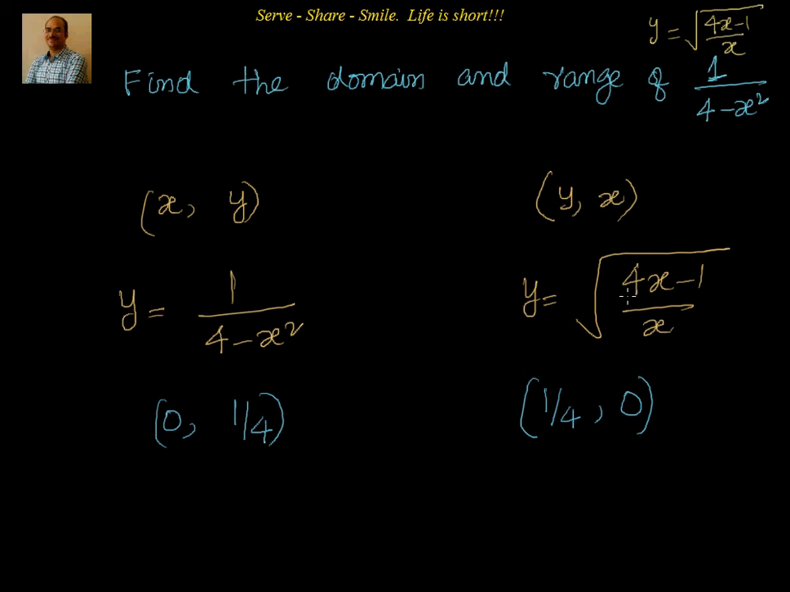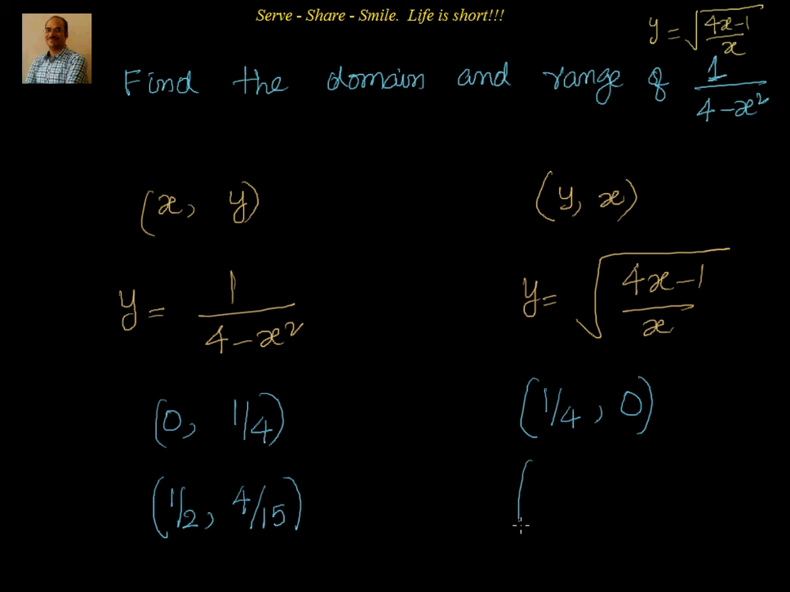So in the inverse function I should get 1 by 4 comma 0. Let us take x equal to 1 by 4. 4 into 1 by 4 is 1. 1 minus 1 is 0. So you can see that it works. We can check another value if you want. Let us check for 1 by 2. 4 minus 1 by 4 is 15 by 4, and the reciprocal is 4 by 15.